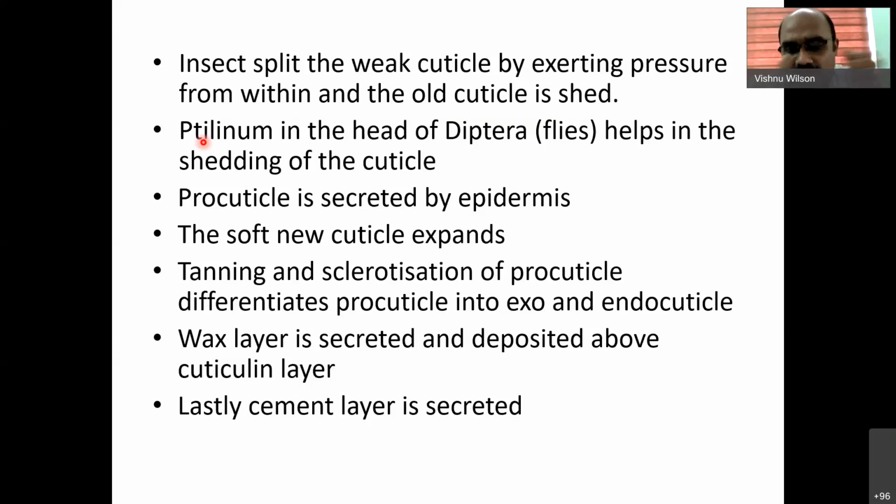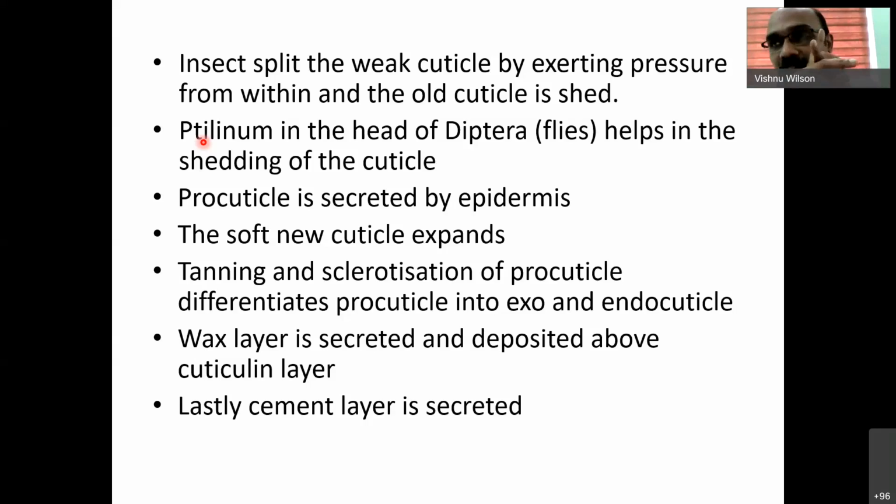In others, the old cuticle breaks in the normal way because of the pressure exerted by the air sucked in. And as I told you, one procuticle will be formed. It is not sclerotized, it's expanded. Once the expansion and growth is completed, the procuticle will get differentiated into exocuticle and endocuticle by the process of sclerotization. Then the wax layer is secreted over the outer epicuticle or cuticulin layer, and at last the cement layer is secreted.